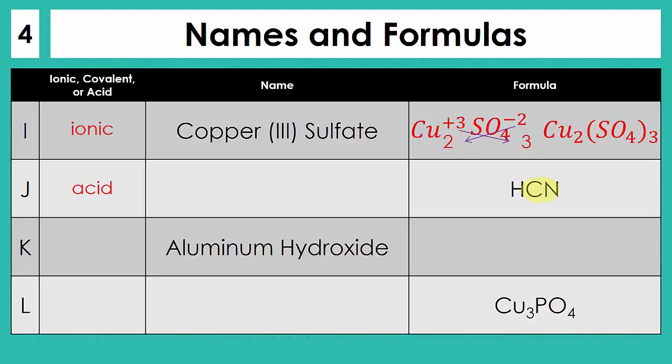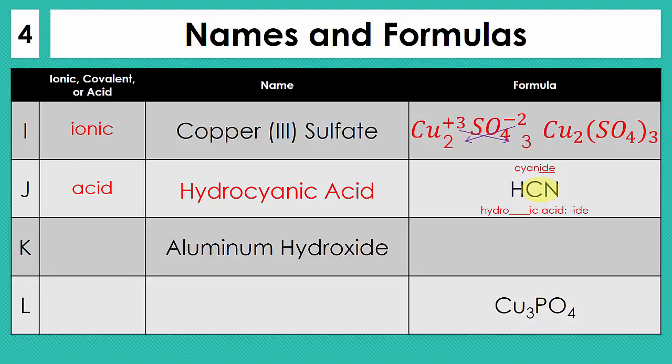My next formula, HCN, starts with hydrogen, so I know it's an acid. So I need to look at the thing that isn't hydrogen, and that would be the polyatomic ion cyanide. Whenever we name an acid that ends with "ide," we name it as hydroblankic acid. So cyan would go in the blank, hydrocyanic acid.